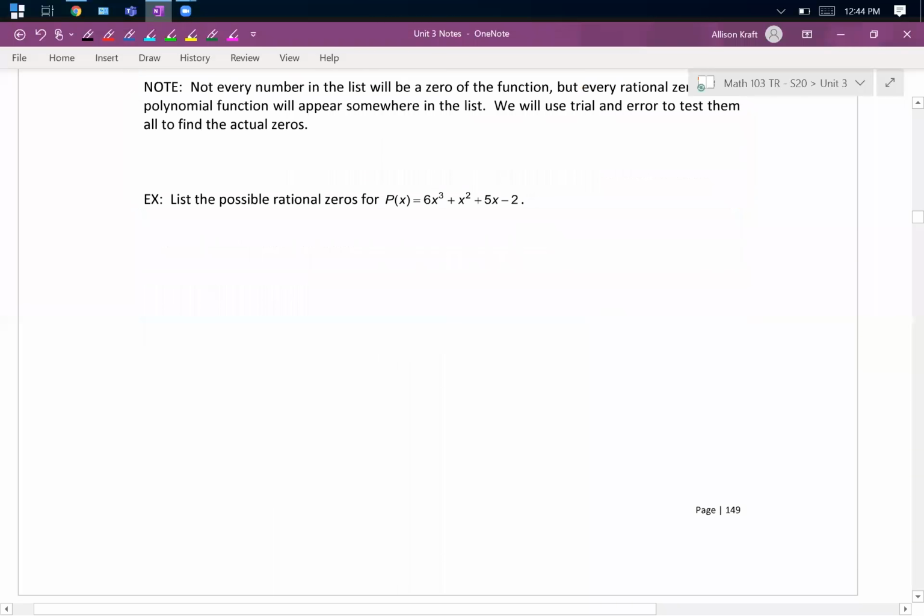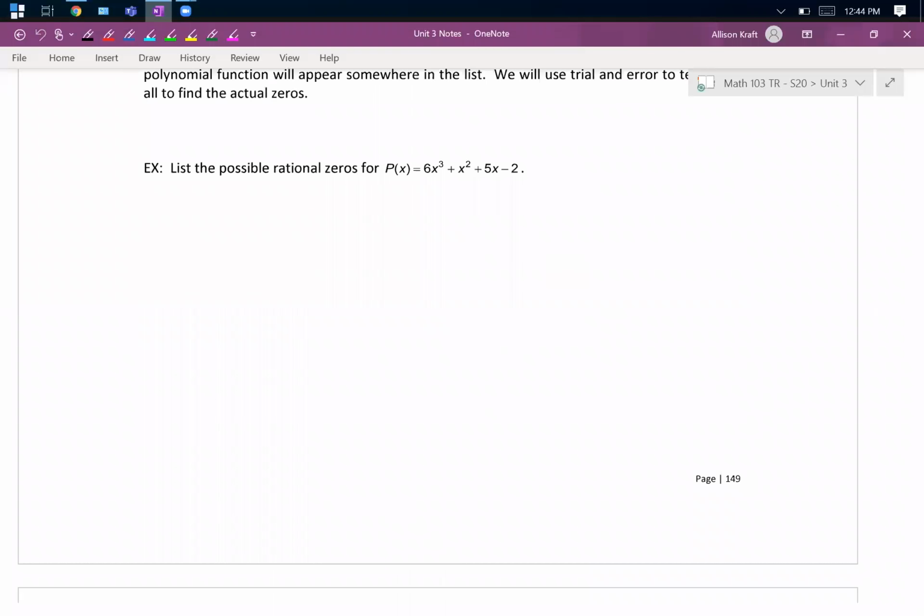So let's see how we use this rational zeros theorem. We want to list all the possible rational zeros for p of x equal to 6x to the third plus x squared plus 5x minus 2.